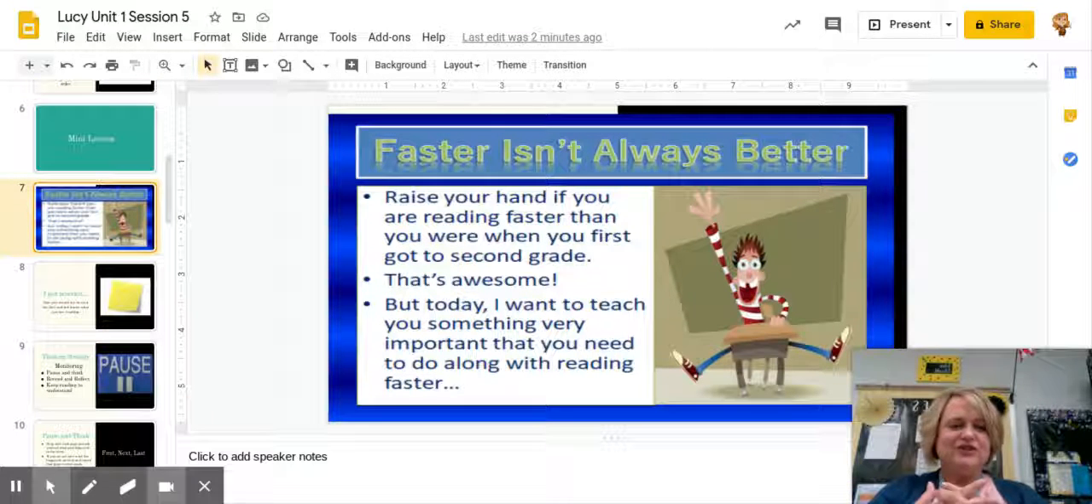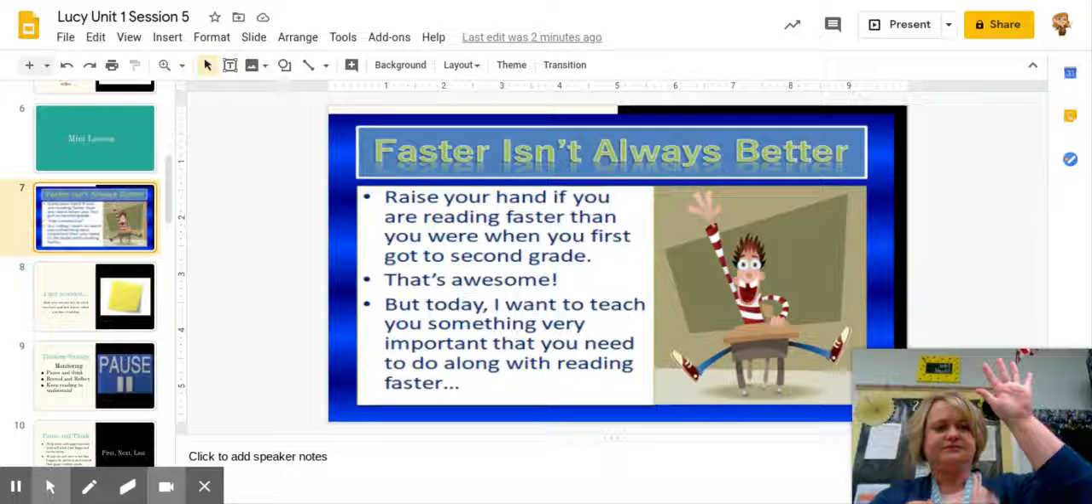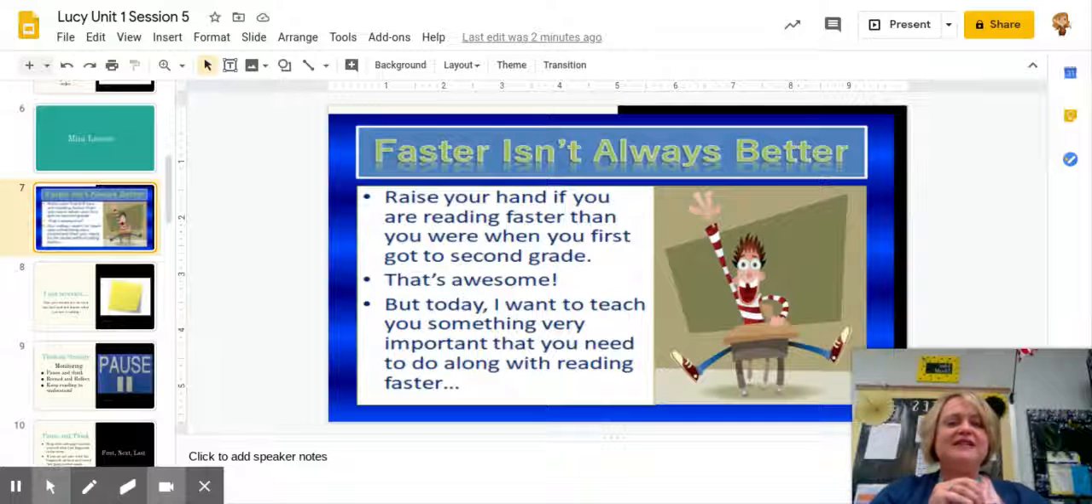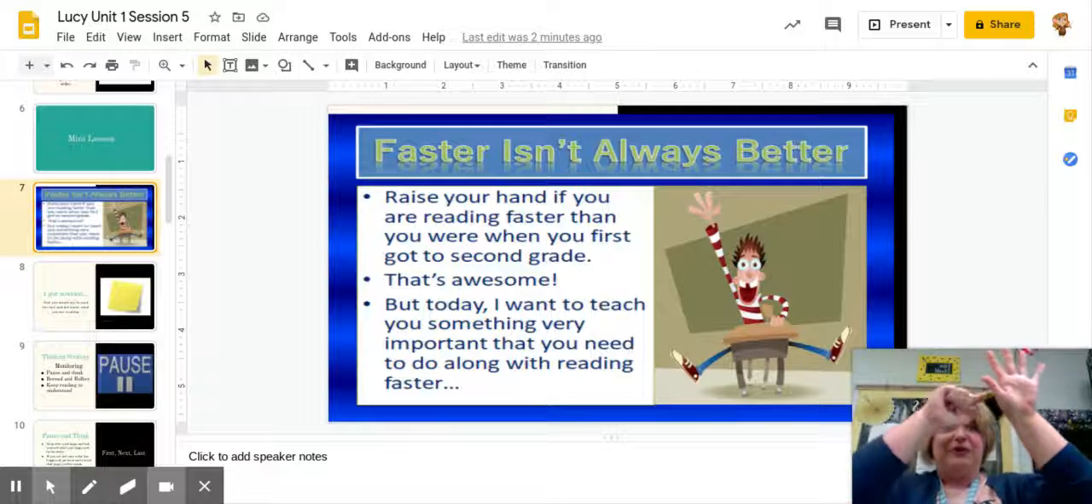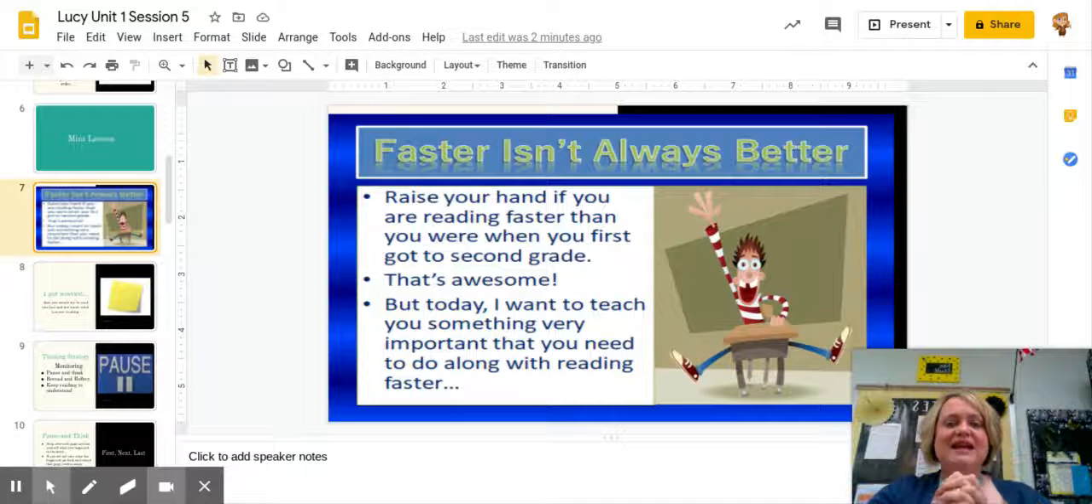So faster isn't always better. Raise your hand if you think you're reading a little bit faster today than you read on Monday when we first started. Okay? Raise your hand if you're reading somewhat faster, but you're still having to stop and sound out some words. Actually, that's probably all of us, right? Today, I want to teach you something very important so that you understand that faster isn't always better.